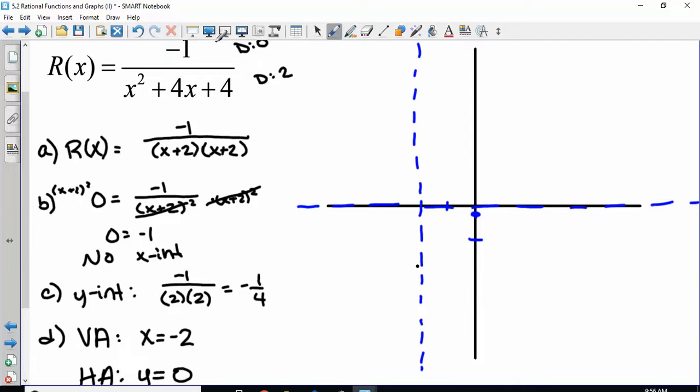Then we can use our graphing calculator to fill in the rest. I recommend graphing the original. Just get in the habit of putting parentheses around the top and the bottom. Everybody should graph it.